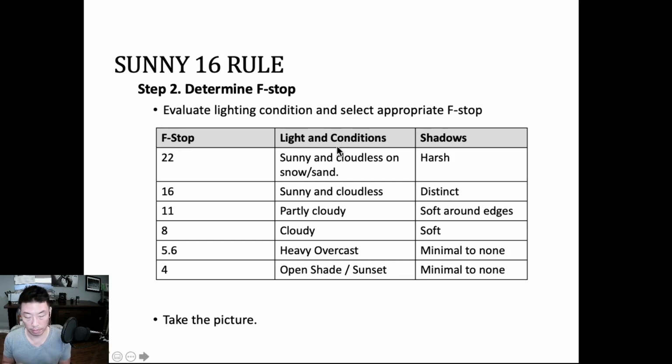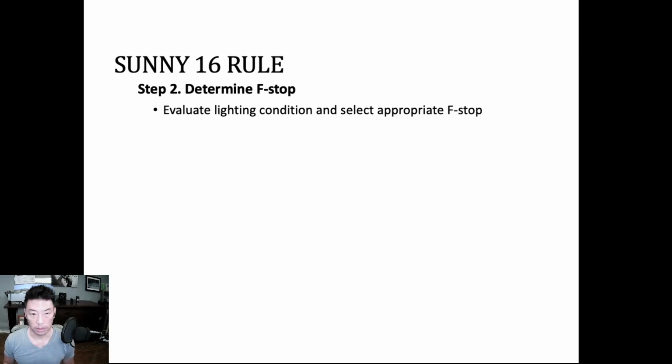Again, the assumptions are you're shooting in manual mode, you're photographing during the strongest light during the day, and the sun is behind you. You take the picture, and that's it. Going down the line here, if you're not at the beach or the snow and it's still sunny and cloudless, your shadows are going to be similar, still pretty sharp. Then your f-stop would be f16. Now you take the picture.